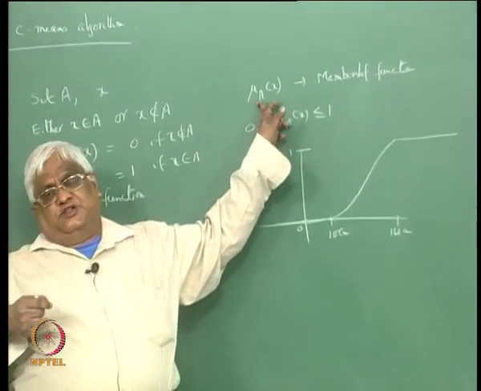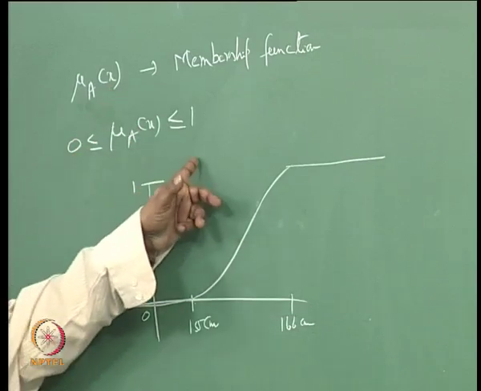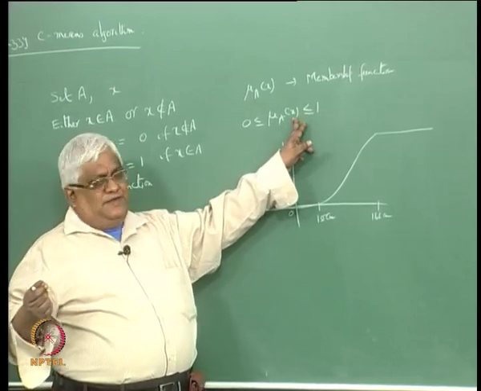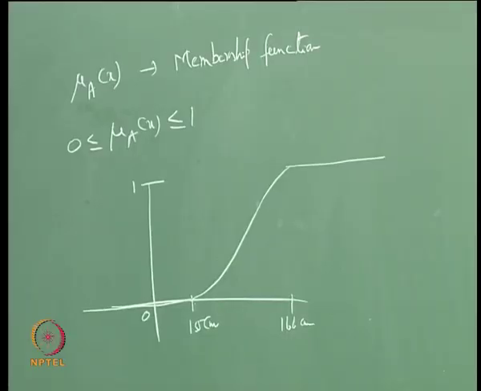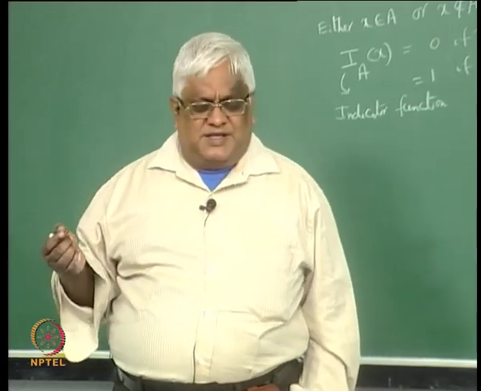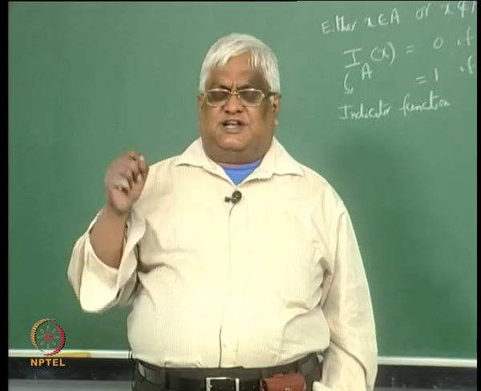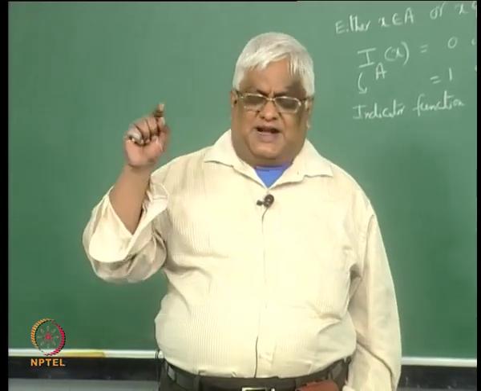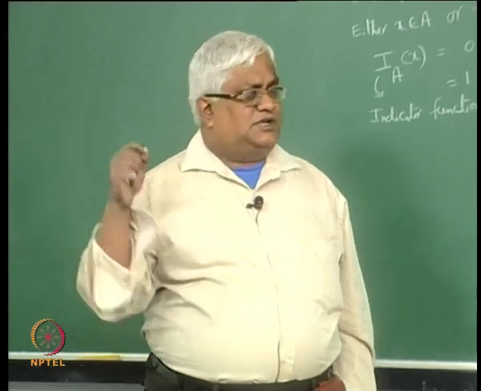A set A is said to be a fuzzy set if the membership values lie between 0 and 1, and there is at least one point for which the membership value is strictly in between 0 and 1. If all the membership values are either zeros or ones and nothing in between, then the set is called a crisp set. Fuzzy set means there exists at least one x for which mu x is strictly in between 0 and 1. It is neither 0 nor 1. So, that is fuzzy sets.